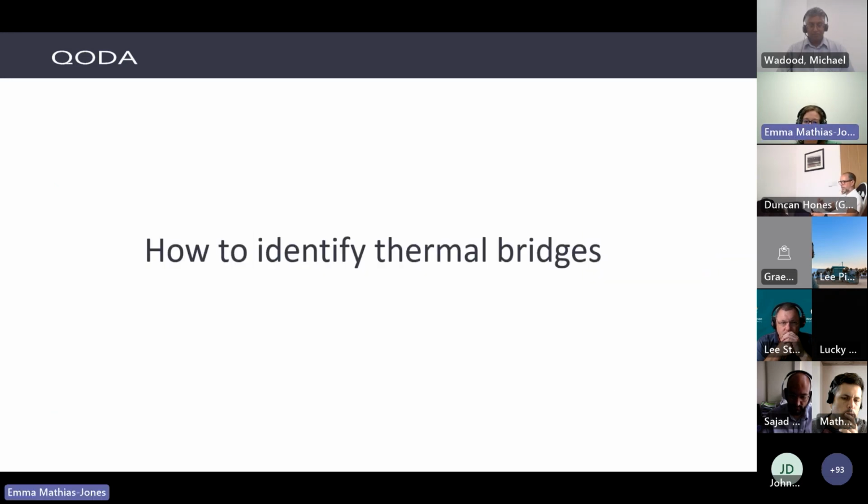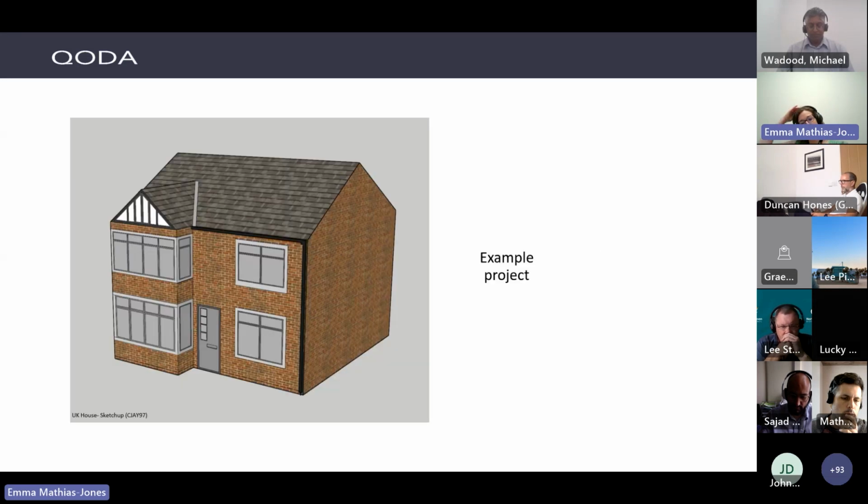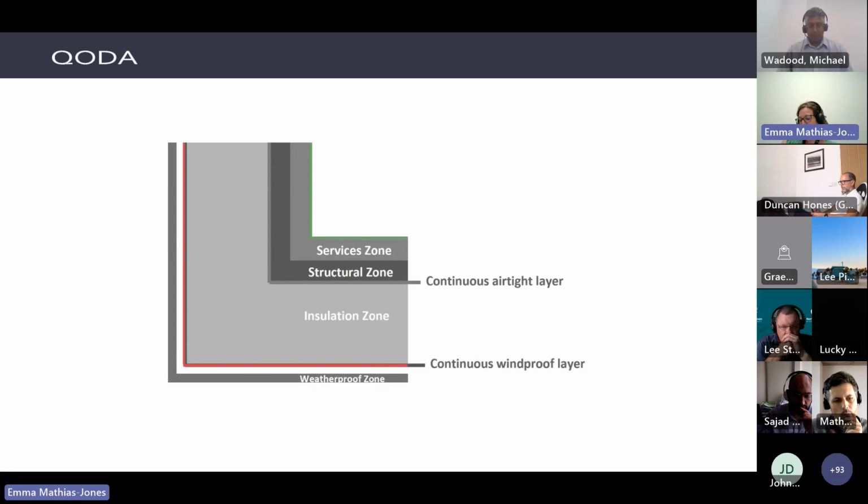But how do we spot them? I thought we could just run through an example project. Obviously, it's 3D, which isn't what you always get. You mostly get plan sections and elevations, but I thought it might be an easier way to describe it. Just something to keep in mind is that insulation zone. That's what we're worried about, where that changes or where there are things causing discontinuities in that. So that's something we want to keep in mind.